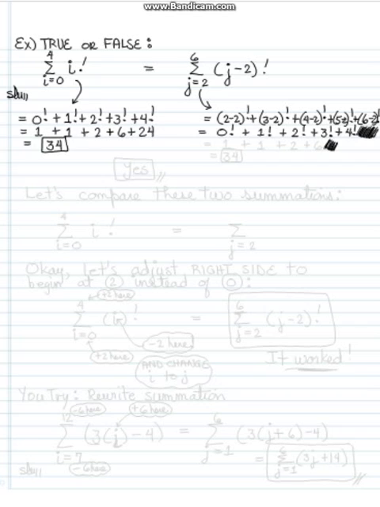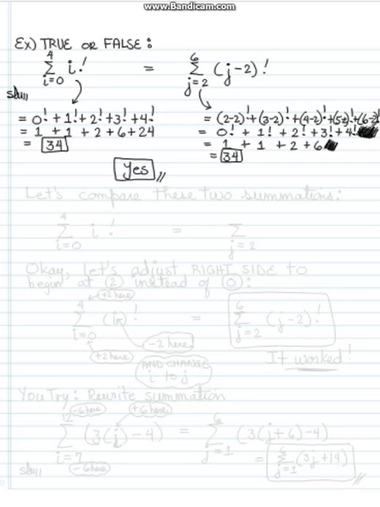Whoa, does that look familiar? That's exactly what we had on the left. Sure enough, this is 1 plus 1 plus 2 plus 6 plus 24, which equals 34. So we saw before we even finished that these were going to be equal to each other. So the answer is true. They are equal. They sure look different, but they are equal.